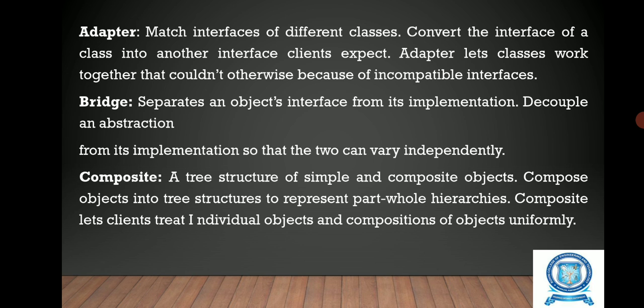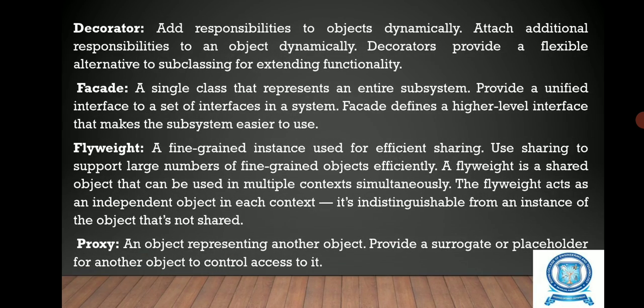Bridge separates an object's interface from its implementation. It decouples an abstraction from its implementation so that the two can vary independently. The composite is a tree structure of simple and composite objects that composes objects into tree structures to represent part-whole hierarchies. Composite lets clients treat individual objects and compositions of objects uniformly.